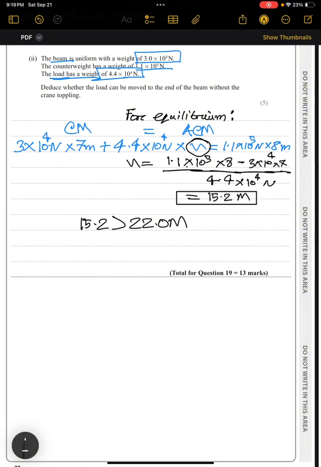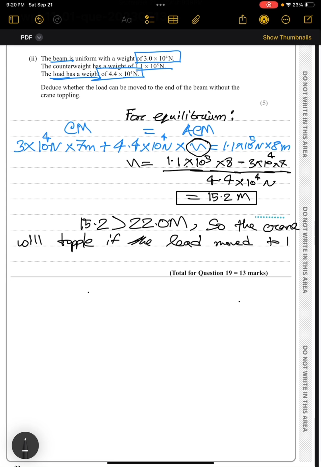This 15.2 is less than 22 meter. So the crane will topple if the load is moved to the end of the beam. So we are done with question number 19.